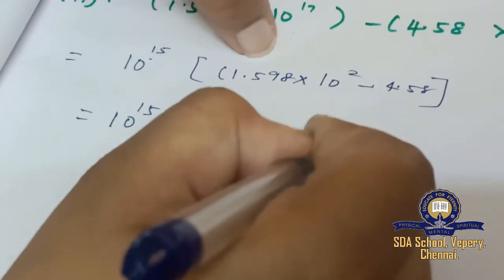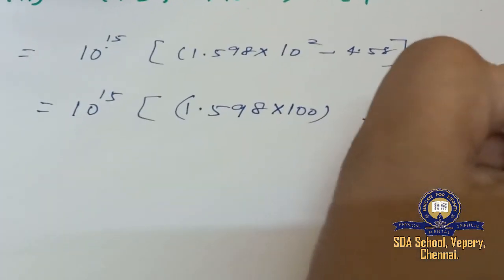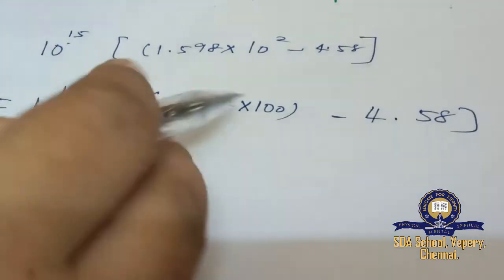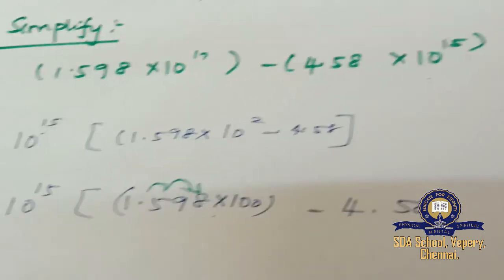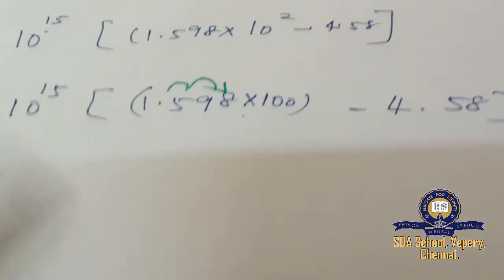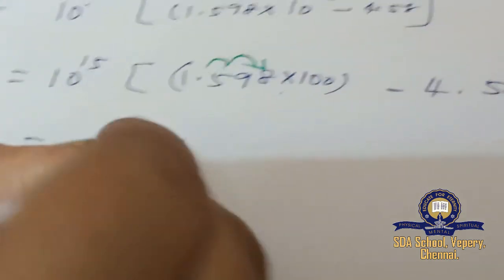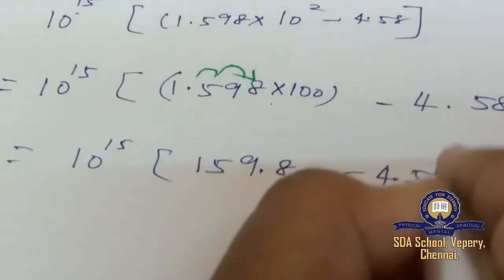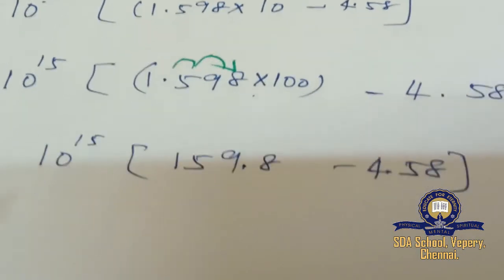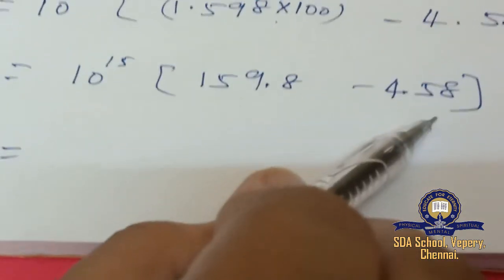Now simply open the bracket: multiply 1.598 into 100 minus 4.58. If I multiply this by 100, the decimal point will move 2 places, and 10 power 15 will remain in its place. It will become 159.8 minus 4.58. That's all. You get it, students? Nothing more than that you're doing. Then I have to subtract this.